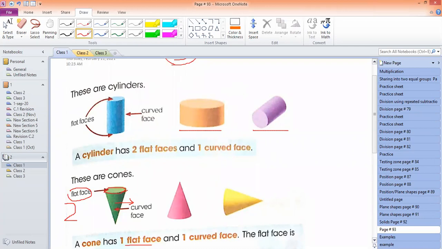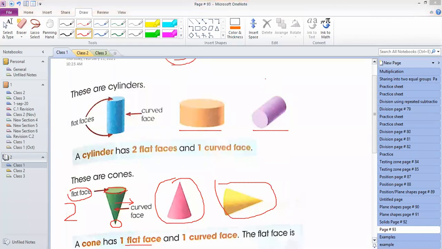If I ask you about the vertex, you will say, sir, there is only one vertex, where 2 or more edges meet. This is the only one vertex, only one corner in the cone. You can see the different cones here. Look here, this is also a cone, this is also a cone. Up to here, everything is clear to you guys? Up to cone.